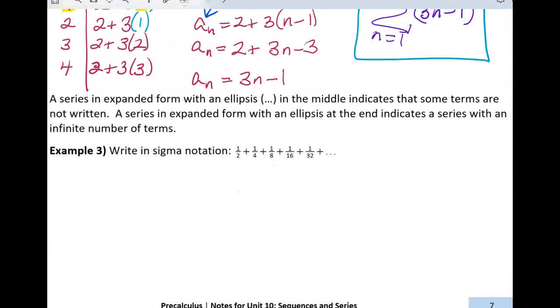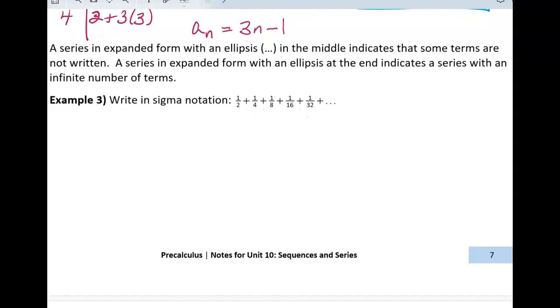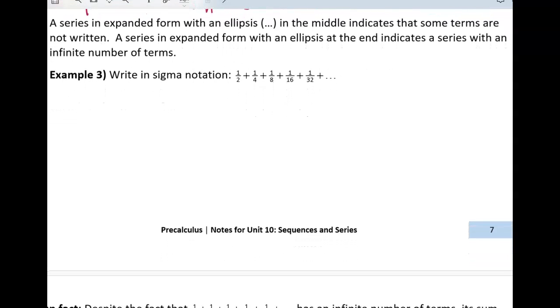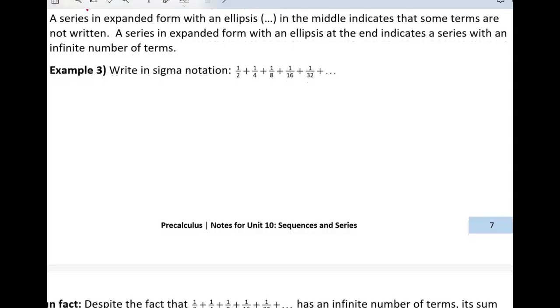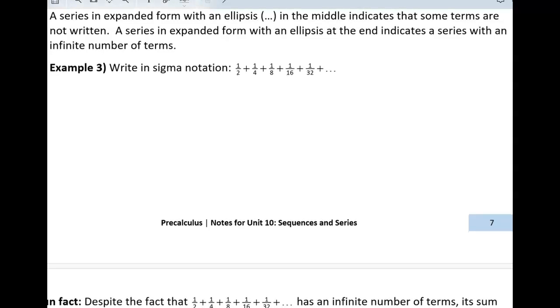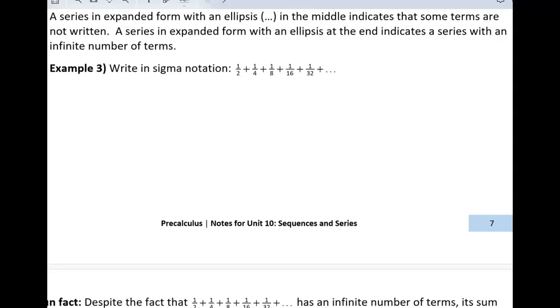A quick note about the ellipsis. We had the ellipsis in the middle of the series in the last example, and that indicates that there were some terms missing. We weren't going to write every single term of that sequence, but we write the end to show where the sequence ends. A series in expanded form that has an ellipsis at the end actually indicates that that series never ends, or it has an infinite number of terms.